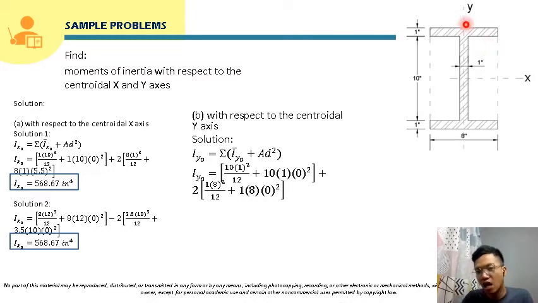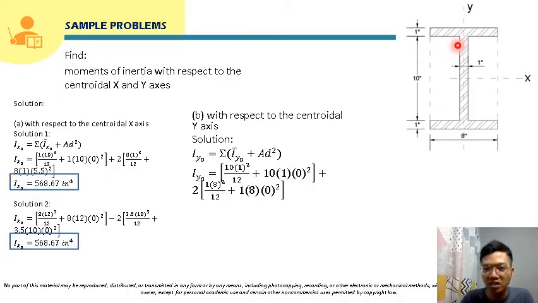In this case, this will be our reference axis, the y centroidal axis. As you can see here, the centroid of all these rectangles passes through this y-axis. Meaning to say, no need to add the transfer term because it's already at the centroid. So we are just going to solve for the centroidal moment of inertia of each rectangle.